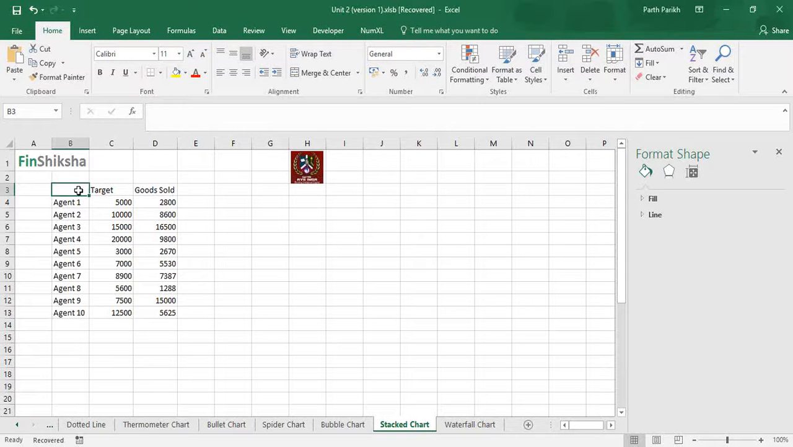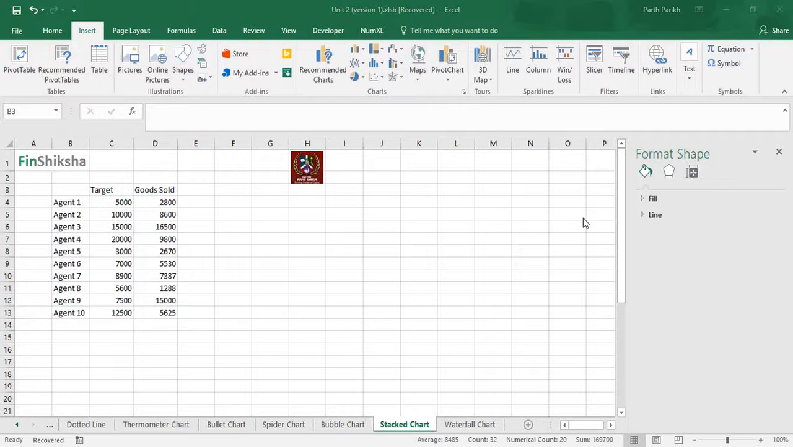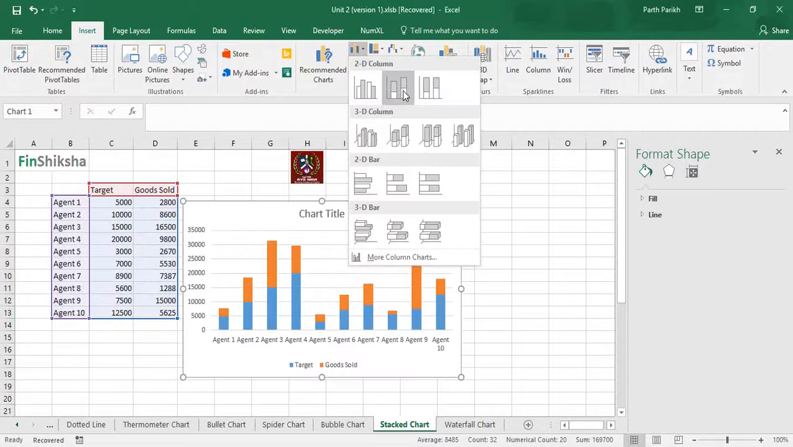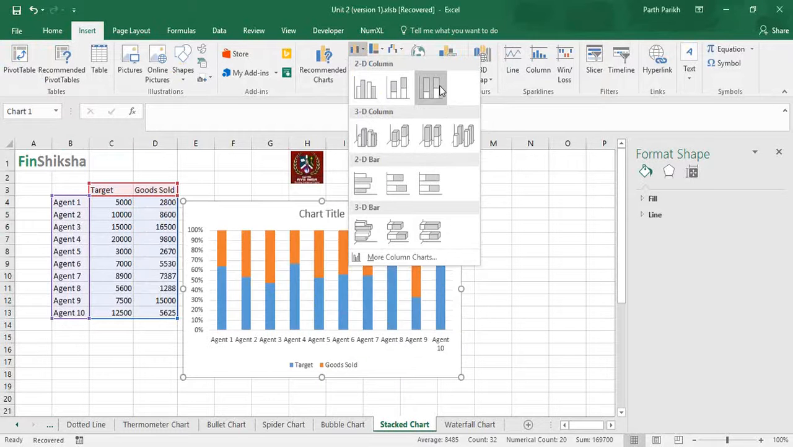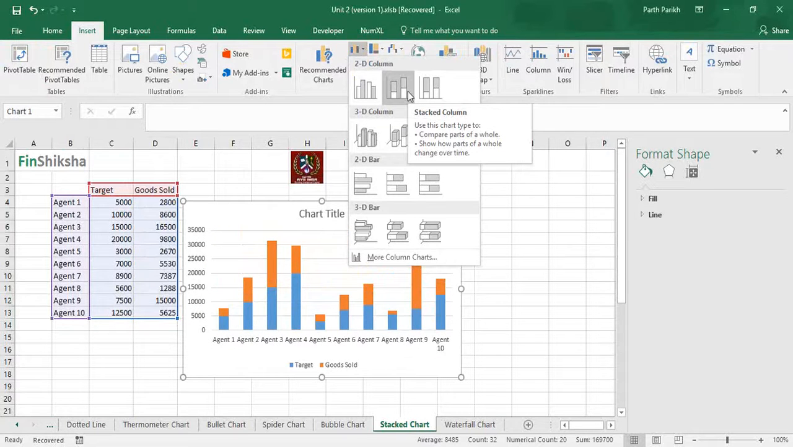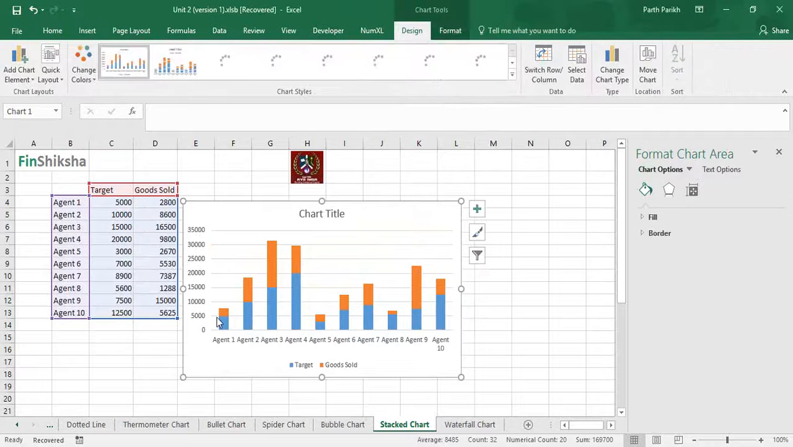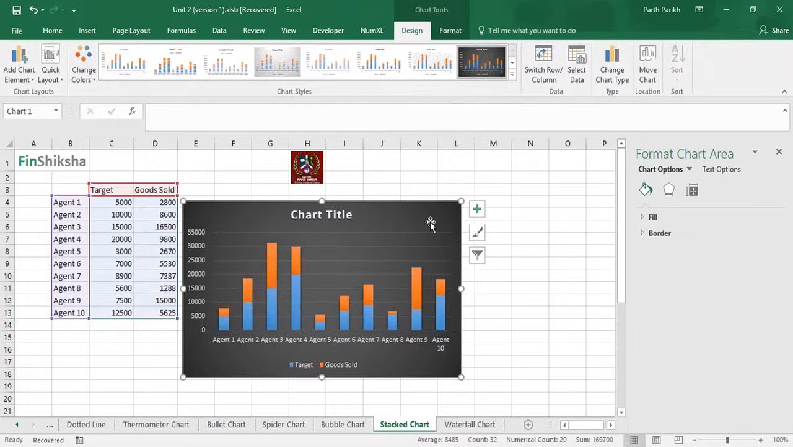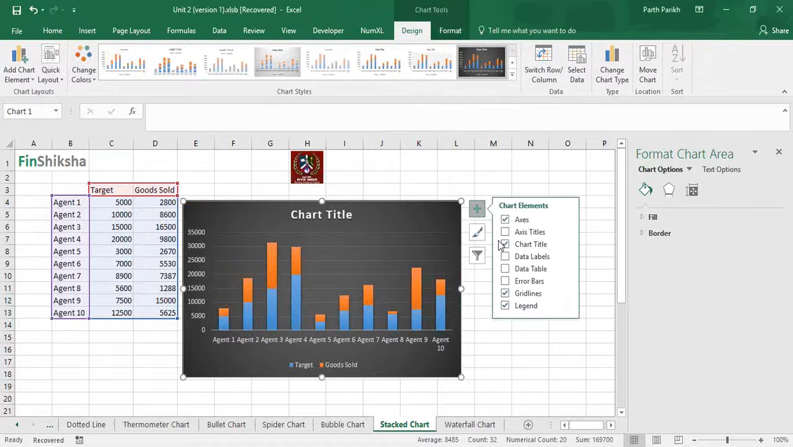The idea remains simple. You just have to select the data and click on Insert. There's something called a column chart over here, and there you will find the option of stack. So this is a stacked column chart, and this is a 100% stacked chart. There's a difference between the two. In this stacked column chart, I can have the values as well, so I can add them by clicking this plus sign and selecting data labels.